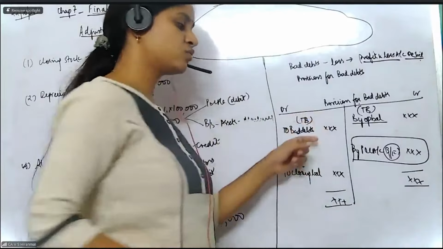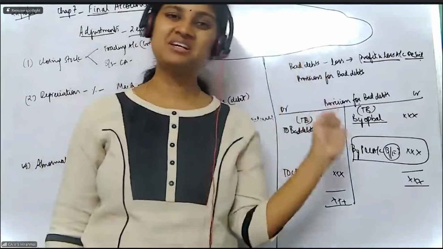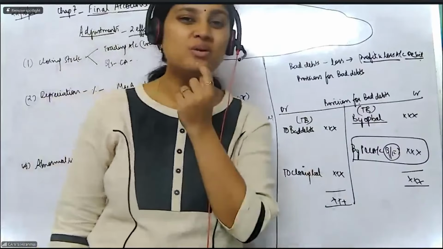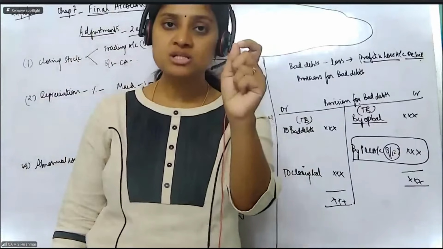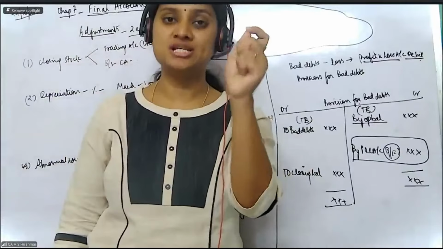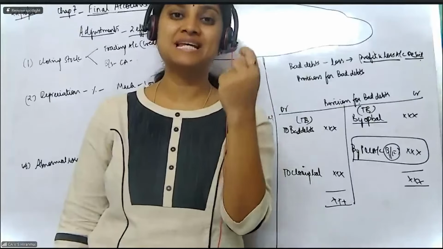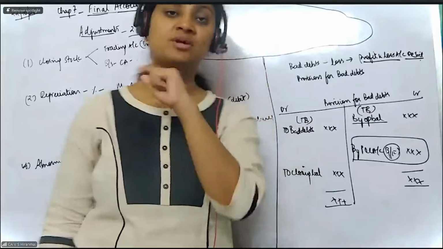In the trial balance, whatever amount they are giving, take it here in the bad debts account. And then, madam, how do we calculate the closing provision? Closing provision is an adjustment, my dear students. Closing provision will be given as an adjustment. It will not come in the trial balance.